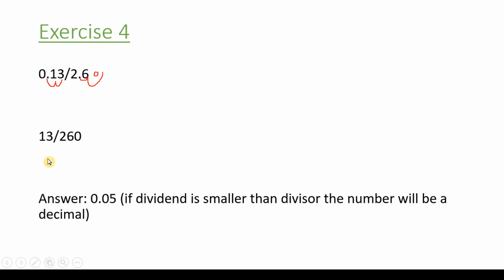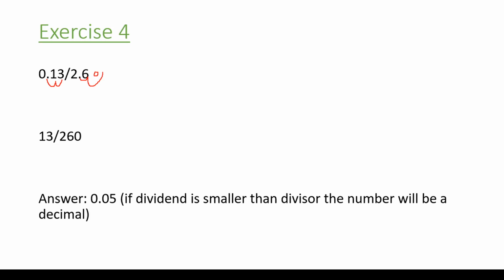Because if the dividend, which is the first number, is smaller than the divisor, the number will be a decimal, or a number smaller than 1, I should say. Now note that it should be rational, but it can be irrational.